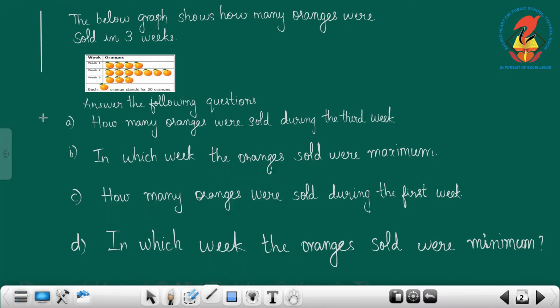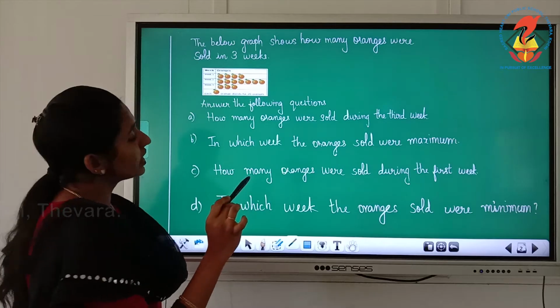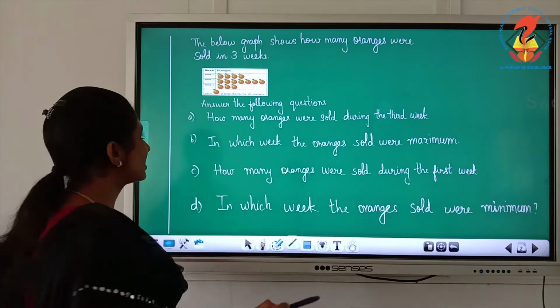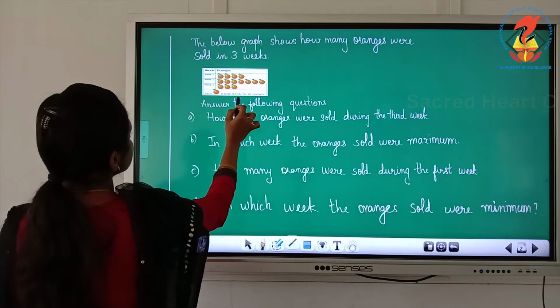So, first question. The graph below shows how many oranges were sold in 3 weeks. Here there is one image, and for week 1, each orange stands for 20 oranges. So week 1: 1, 2, 3, 4 oranges, and each orange carries 20, so 4 times 20 is 80 in week 1. Here 1, 2, 3, 4, 5, 6, 7, it's 140 oranges. Week 3: 1, 2, 3, 3 twos are 6, so 60 oranges in week 3. Each orange stands for 20 oranges.